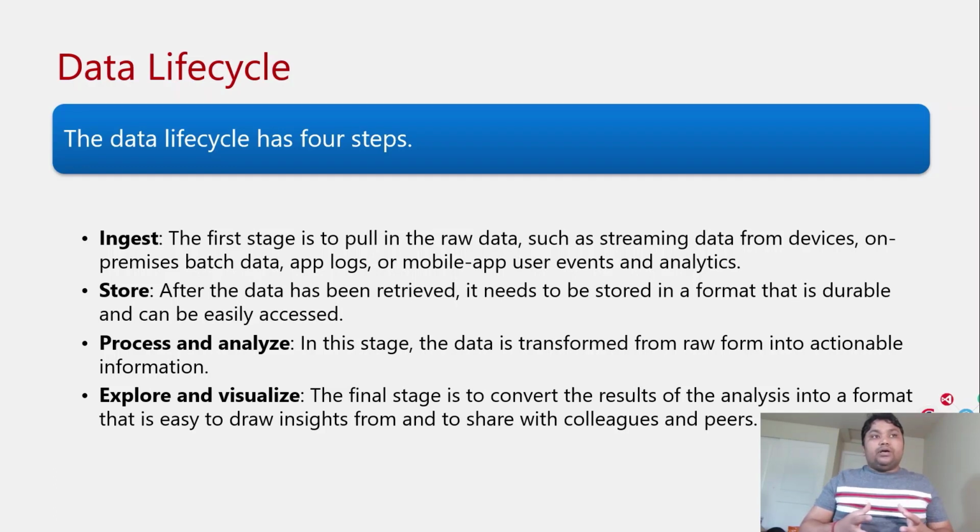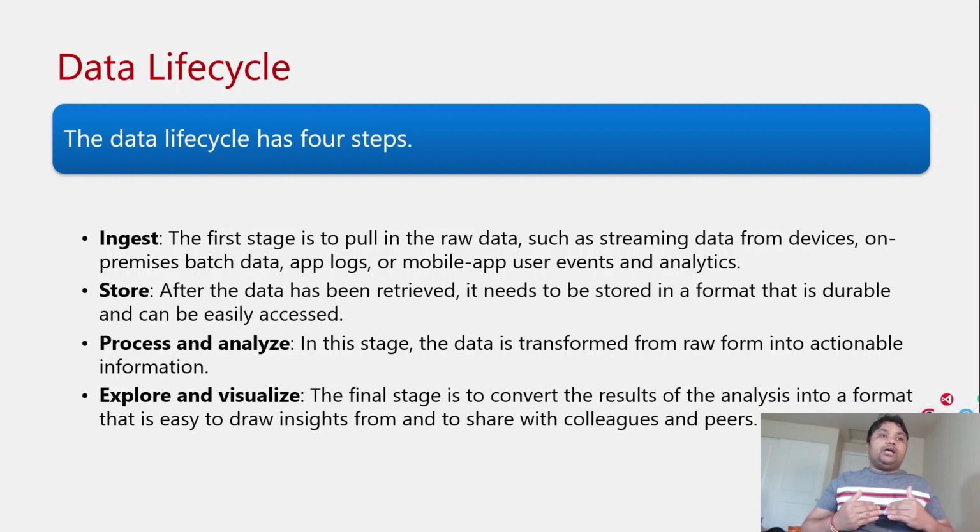Then we have store. When data has come in by different ways, either batch or API, we have to store it, right? And the data comes in many different shapes and sizes. It can be a relational database, it can be files, it can be NoSQL related things, right? So we have to see which kind of store we need. And then we have to process it, and then we have to analyze it, right?